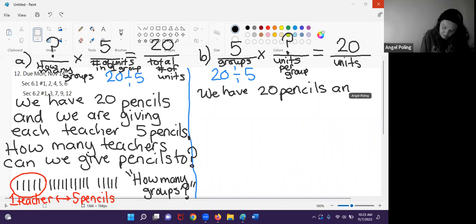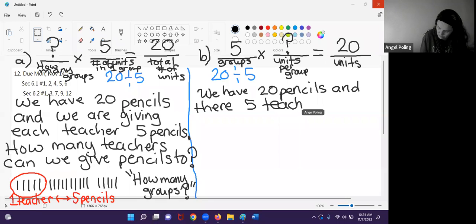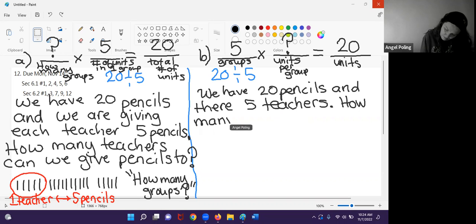And there are 5 teachers. How many pencils?